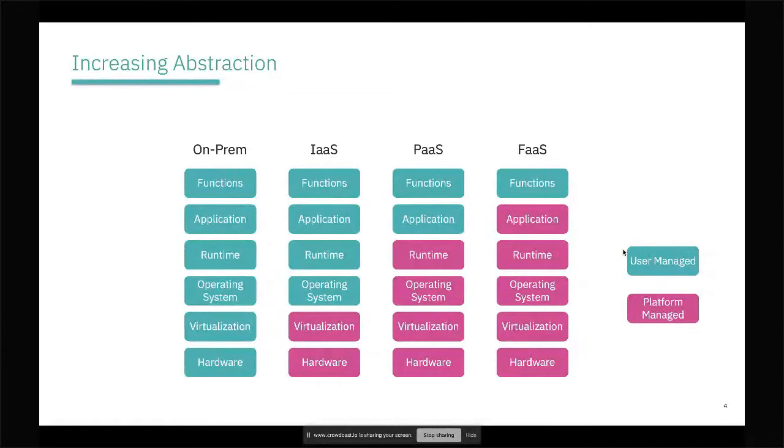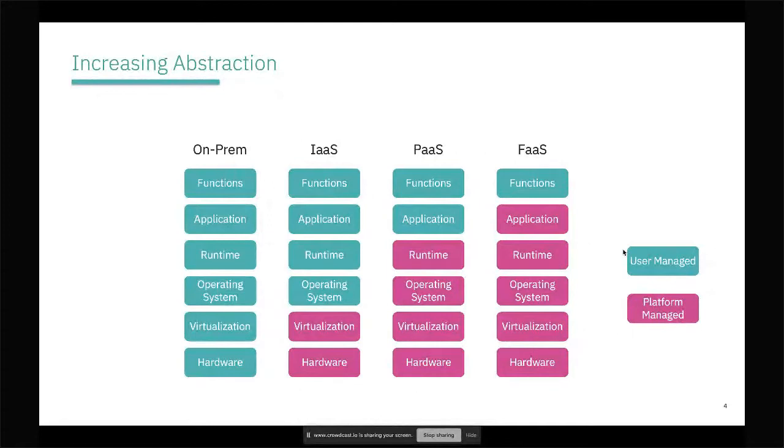And the major difference between these is that we're trying to increase abstraction from the users. So if you have a certain thing that is on-prem, you are the one responsible from the bottom to the top layer. You need to take care of your hardware, virtualization, what operating systems are running on it, security patches, name it. You have to take care of everything. You have much more flexibility, but the user has to take care of everything.